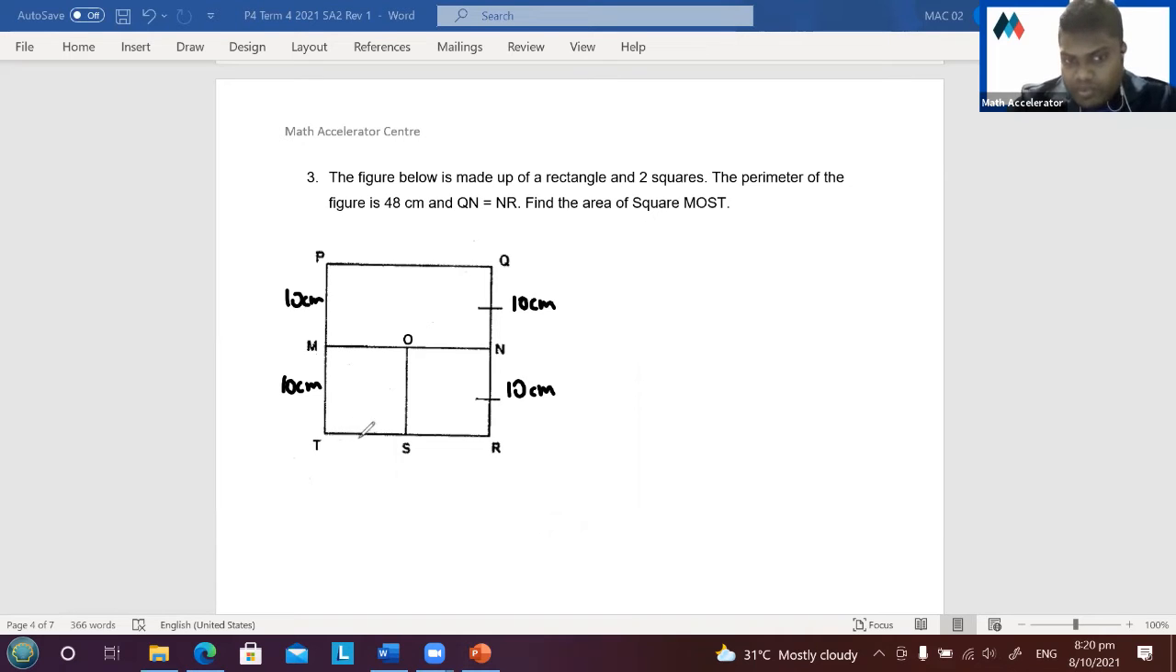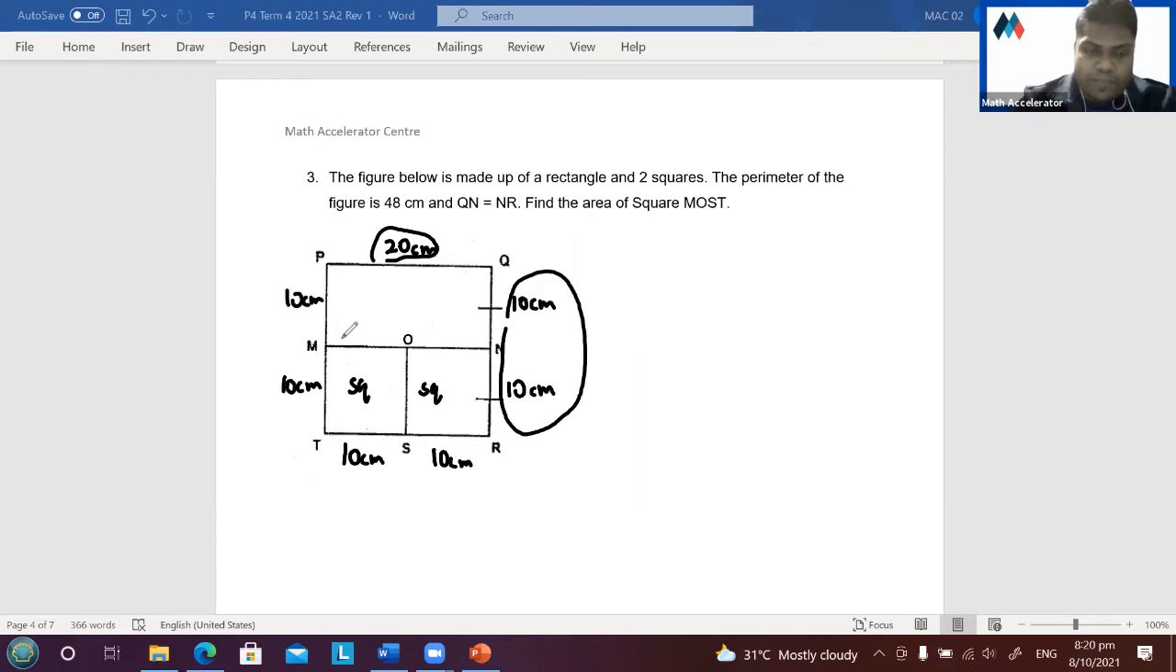Now, if you look at the bottom here, this is a square, correct? This is a square, and this is a square. So naturally, this will also be 10, and this is 10, which means on top here, PQ is actually 10 plus 10, which is 20 cm. So if you look all around, this is 20 cm, there's also a total of 20, and there's also a total of 20.